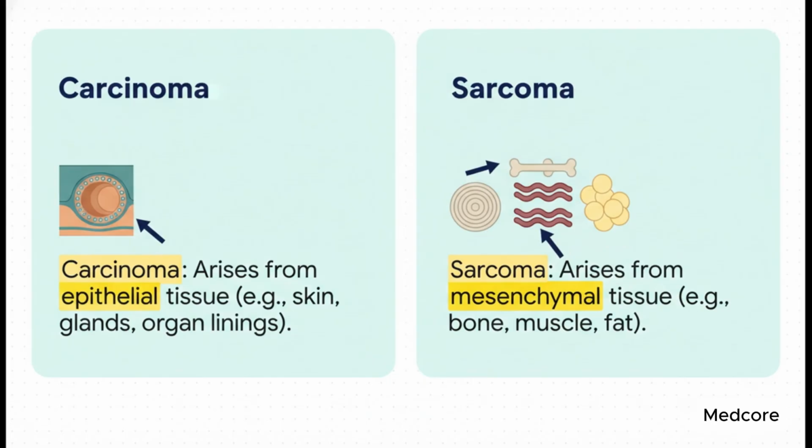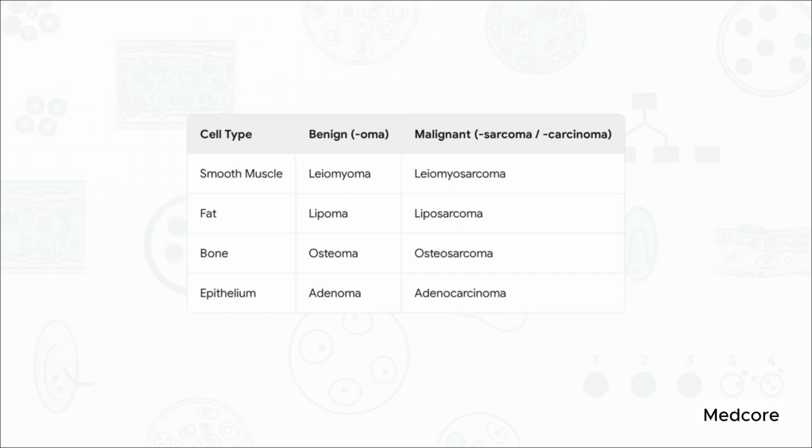If it comes from mesenchymal tissue, that's the connective or supportive stuff like bone, muscle, and fat, we call it a sarcoma. Think S for supportive tissue. It's that simple. Now check out the pattern on this table. The suffix, the end of the word, is a massive clue. As a general rule, if you see oma by itself, it means it's a benign growth. A lipoma is just a harmless fatty tumor.